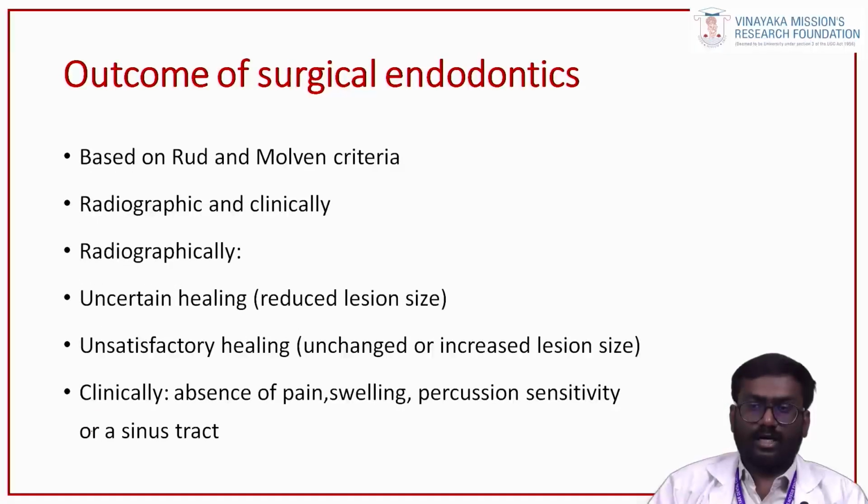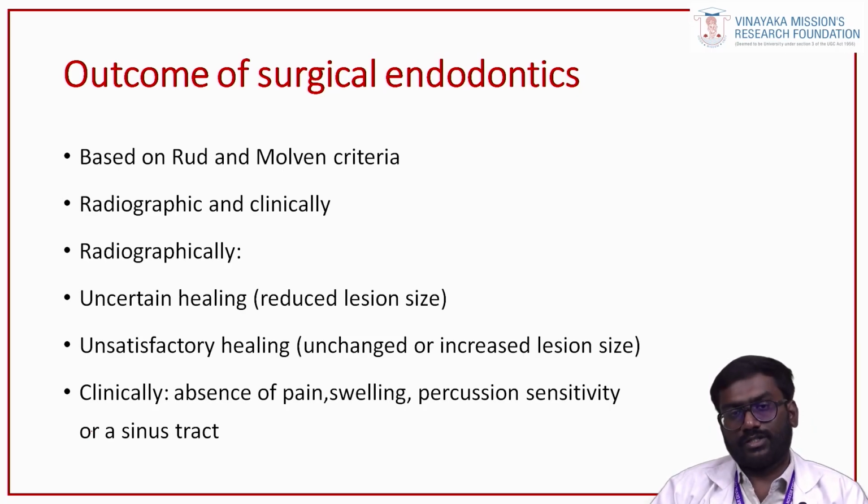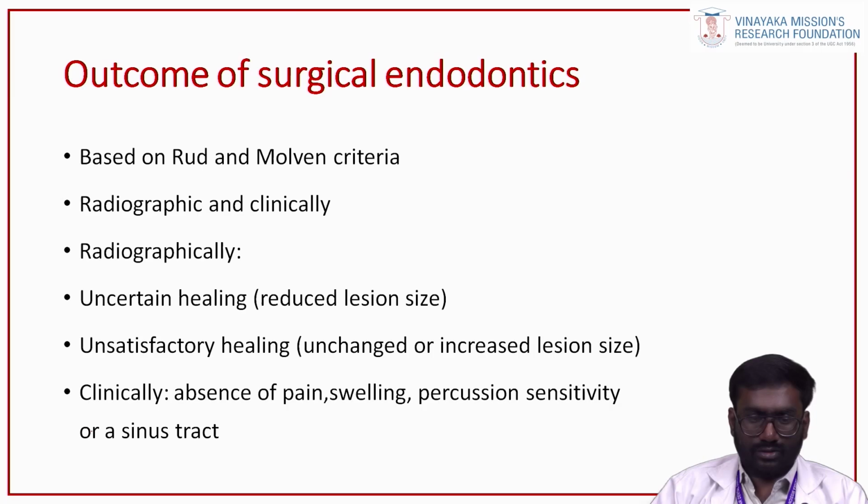The outcomes of surgical endodontics are based on Rud and Molven's criteria. Radiographically and clinically, we can assess whether our endodontic surgery has caused complete elimination of the infection and resulted in a good prognosis. So there should be a reduction in the lesion size in the subsequent radiographs. Then there can be uncertain healing. If the lesion is unchanged or increasing, then it means that the lesion is not completely eliminated and you have unsatisfactory healing, wherein you have to redo the procedure.